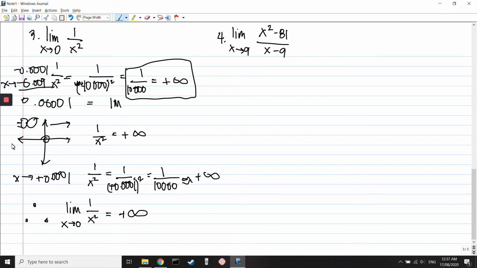So moving on to example number 4. The limit of x squared minus 81 over x minus 9 as x approaches 9. Scrutinizing this formula, we have 9 squared minus 81 over 9 minus 9. But these answers point to a 0 value. Thus, its limit is 0.